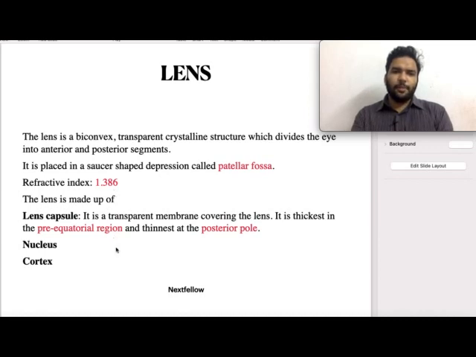The lens is made up of the lens capsule. The lens capsule is the outermost layer. It's a transparent membrane that covers the lens. It is thickest at the pre-equatorial region, whereas thinnest at the posterior pole. That is why posterior capsular rupture happens, because it's very thin there. And then comes the nucleus. Inside the lens there is a nucleus, and between the capsule and the nucleus there is the cortex.